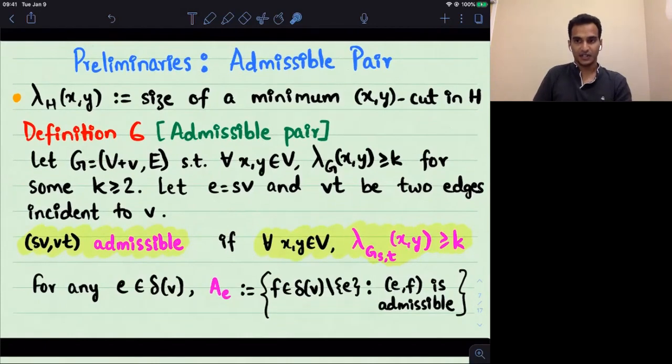The last definition is that of an admissible pair. We use the symbol lambda to denote the size of a minimum cut. Suppose that we have a graph G on the vertex set capital V plus little v. V is a special vertex. Suppose that for all non-special vertices, the edge connectivity is at least k.